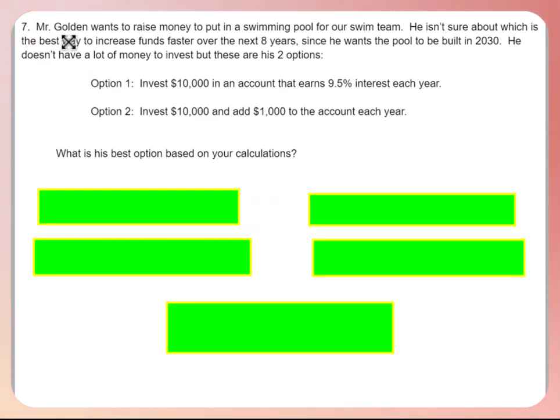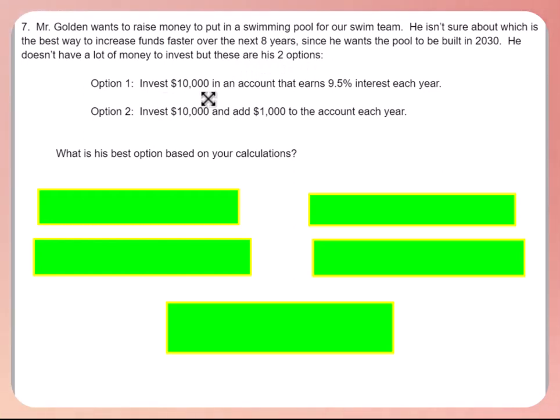Question number 7. Mr. Golden wants to raise money to put in a swimming pool for our swim team. He isn't sure about which is the best way to increase funds faster over the next 8 years. Since he wants the pool to be built in 2030, he doesn't have a lot of money to invest, but these are his two options.